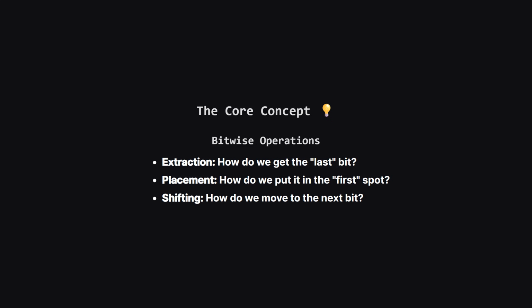To solve this, we can't just treat the number like a string of text and reverse it. Well, we could, but that's not efficient and defeats the purpose of the problem. We want to use bitwise operations. We need to figure out three things. First, how to extract the last bit of our input number. Second, how to place that bit into the correct position in our result. And third, how to process every single bit from right to left.